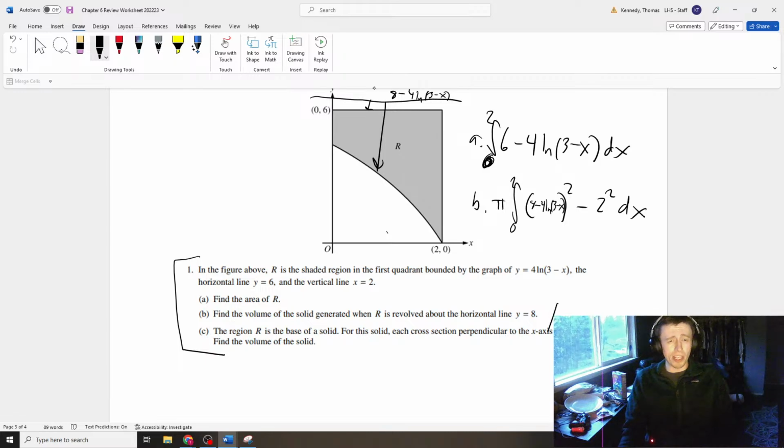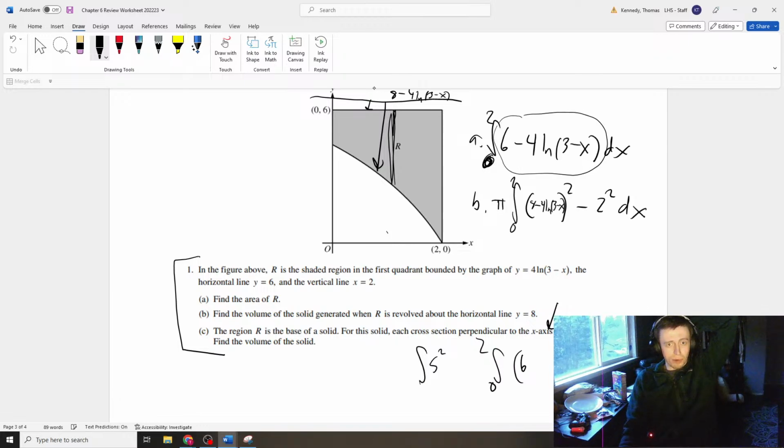And then the last part is we get to stay on the x-axis, and we're doing square cross-section, so all I have to do is integrate side squared, and it's going to be dx. So all I got to do is figure out what side is, and integrate from 0 to 2. And luckily, side length is just top curve minus bottom curve. So it's literally just this thing. So that's what I plug inside my squared. That's my side length, distance between curves.